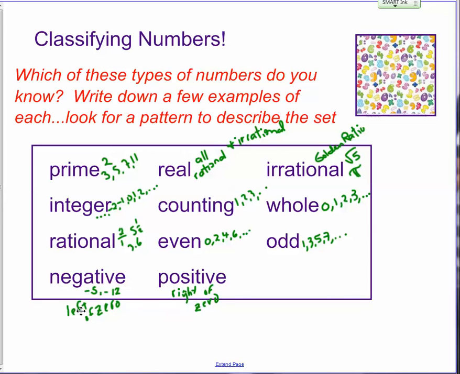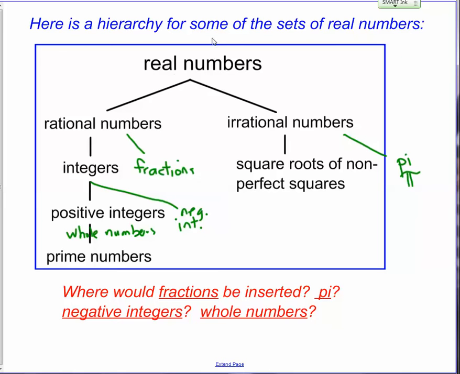Negative numbers are anything on a number line to the left of 0. Negative numbers can be negative decimals, negative fractions, negative integers. And positive numbers are any rational numbers to the right of 0. So hopefully this exercise helped you clarify that. All right, then we looked at hierarchies and where fractions would be inserted.